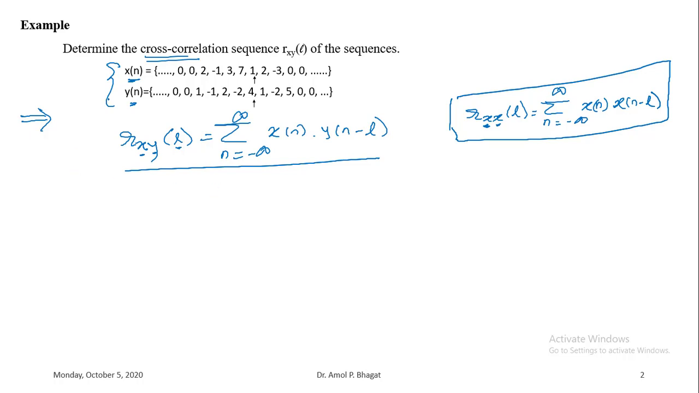In the solution, again you will write down the given sequences. You will specify x of n is equal to and y of n is equal to their values, and then for l is equal to 0 you will identify the cross correlation value. For l is equal to 0, you will get rxy of 0 is equal to summation n equals minus infinity to infinity x of n into y of n minus 0. N minus 0, because we are substituting l is equal to 0, will simply be y of n.